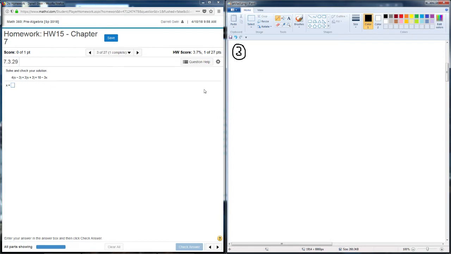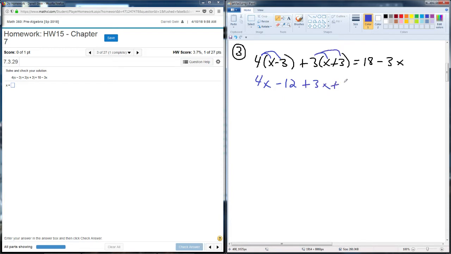Ooh, the exact same thing, but it looks a little bit nastier. 4 times x minus 3 plus 3 times x plus 3 equals 18 minus 3x. Same thing, distribution. 4x minus 12 plus 3x plus 9. Combine like terms. 4x plus 3x is 7x. Negative 12 plus 9 adds up to negative 3.